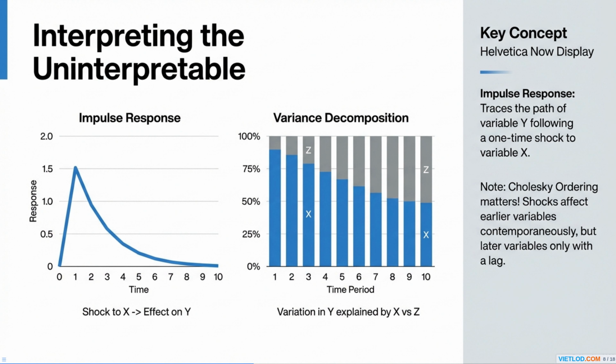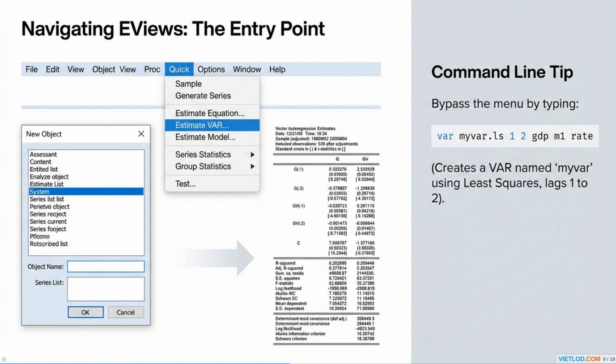A crucial point with standard VARs is the Cholesky ordering. The ordering of variables matters because it assumes that shocks to variables listed earlier have a contemporaneous effect on variables listed later, but not vice versa. This is a strong assumption, and understanding its implications is key to interpreting these results.